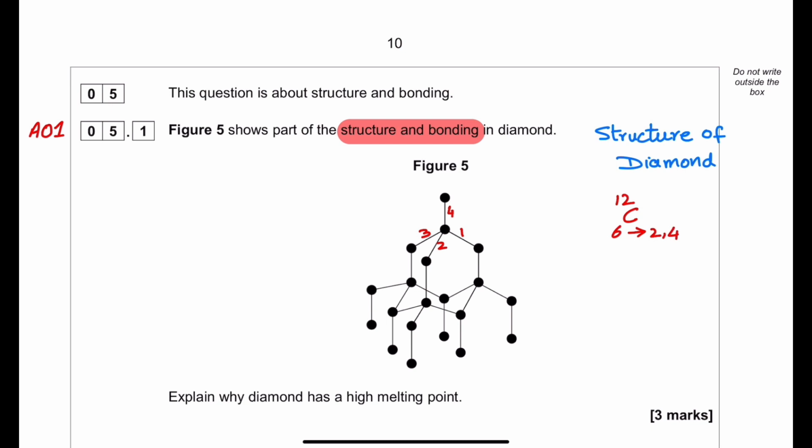There is a covalent bond present between each carbon atom in diamond. As I mentioned in the beginning, it has a giant covalent structure. Each carbon atom has 4 covalent bonds, 1, 2, 3, and 4. Therefore, a large amount of energy is required to break these bonds between carbon-carbon atoms. Let's see the model answer.